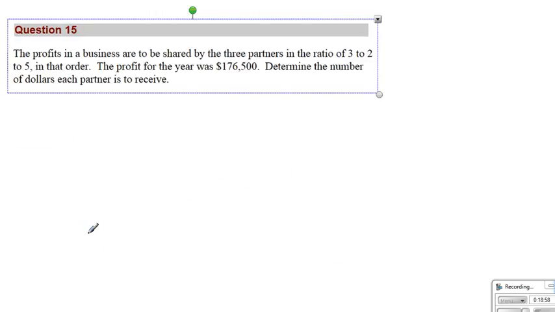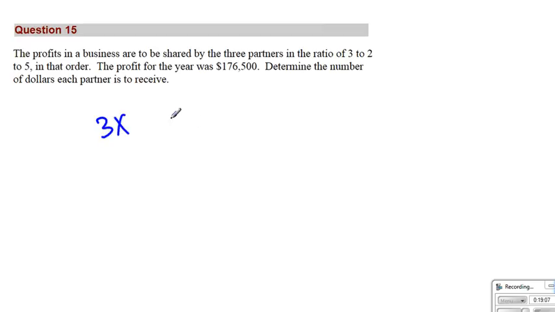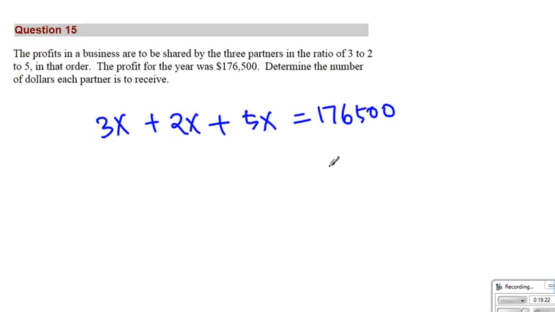Alright, number 15. So profit has been shared by 3 to 2 to 5. So immediately we are looking at 3x, 2x, and 5x. Now, total was this much. Then what we have to do is when you combine them together, we have 176,500. That means when you combine them together, we will have 10x, which will be equal to 176,500.